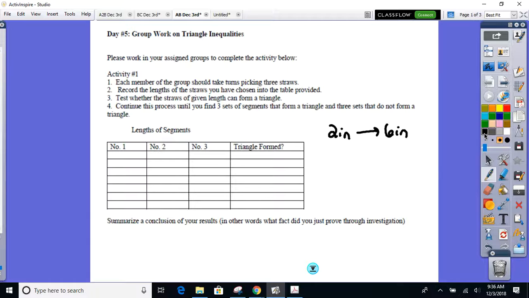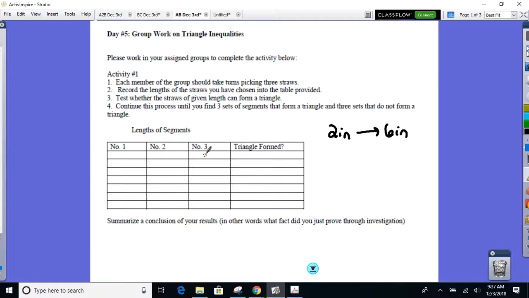Okay, it looks like everyone's got their pieces for the most part. Here's what you're going to do now. You're going to take 3 of those pieces. It doesn't matter which 3. Record the lengths in your chart here, and then see if you can form a triangle or not. Now, here's what I mean when I say form a triangle. It has to touch vertex to vertex. If there's an exterior angle hanging out, not a triangle.